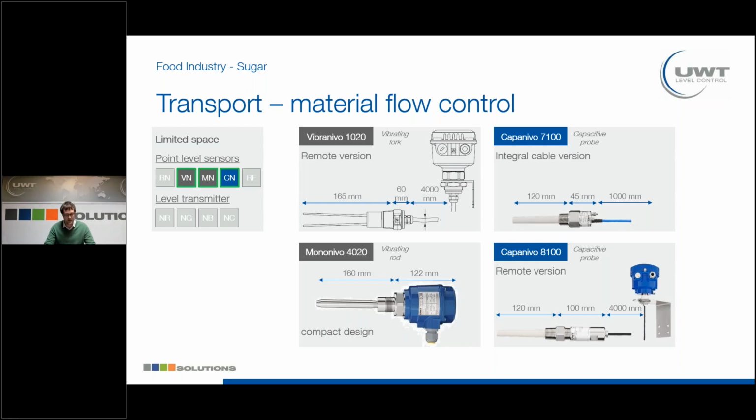We also have the possibility of a separate housing with the RF3000, but the RF3 is made for a minimum of 240 degrees Celsius, and we have a temperature extension that stays all the time. So we couldn't use the RF3 here. And for liquid applications, we also have two possibilities: the CN7, the integral cable version, and the Kappa Nivo 8, the remote version.